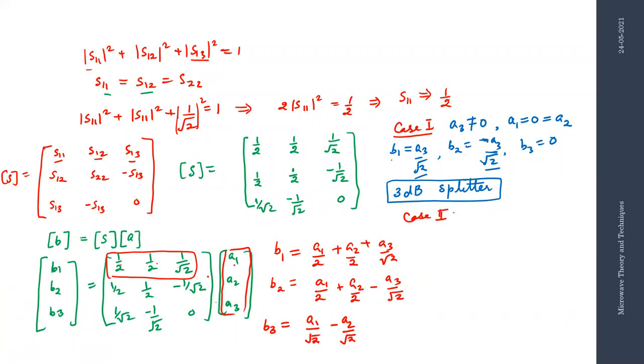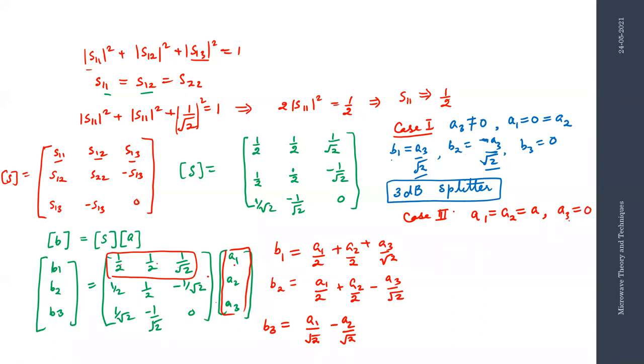Now 6 minutes are left. That's why I am going fast. So just understand what case 2 is and solve the equations. Case 2 is, let's say, A1 and A2 both equal to A. Can anyone tell me in a physical way what I am writing?